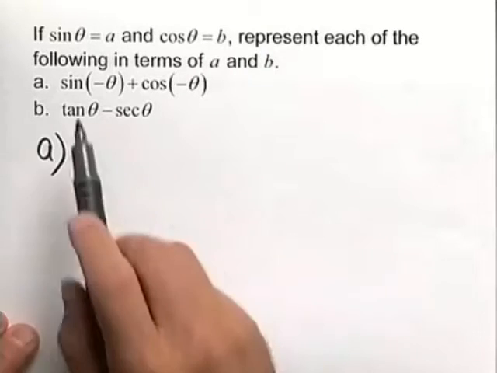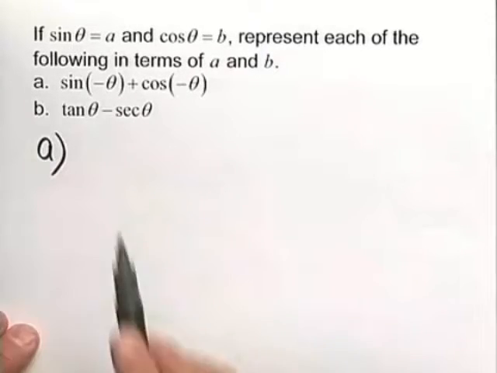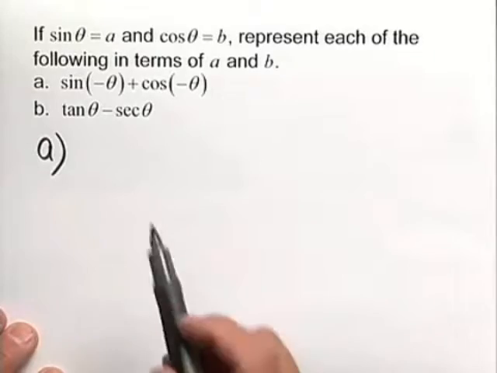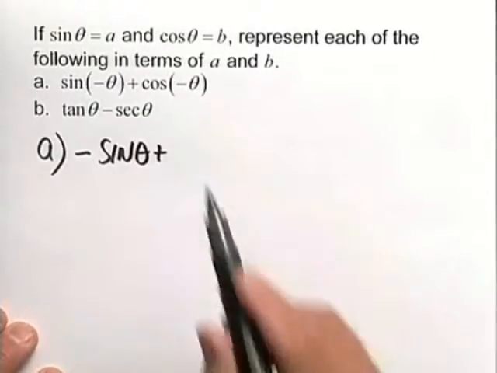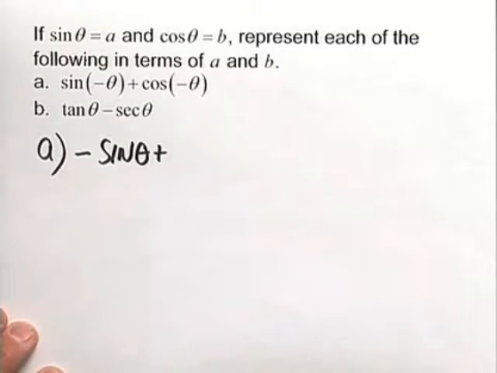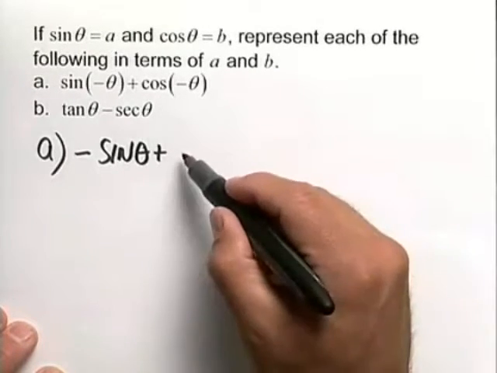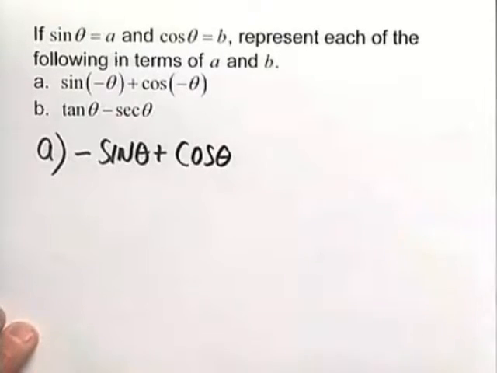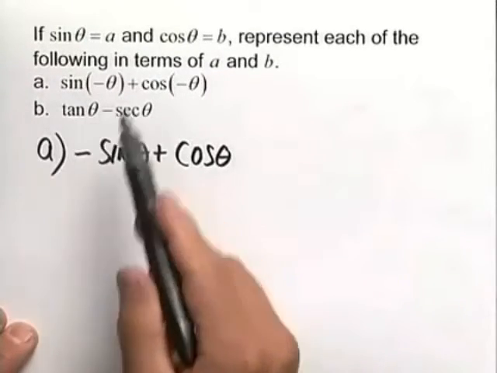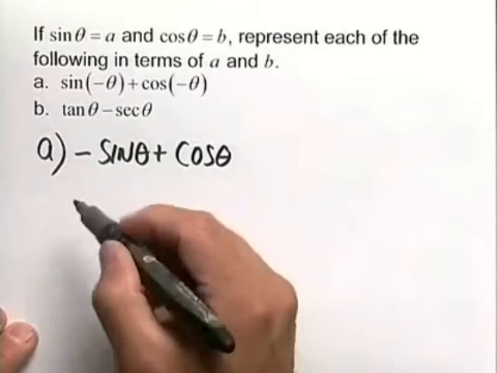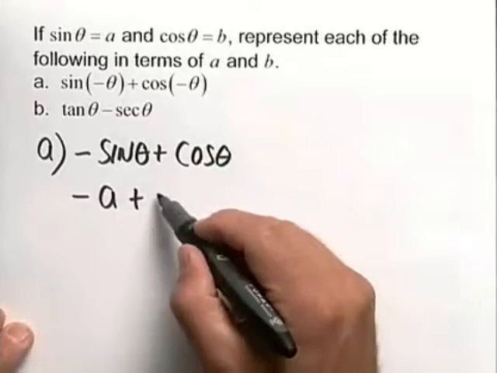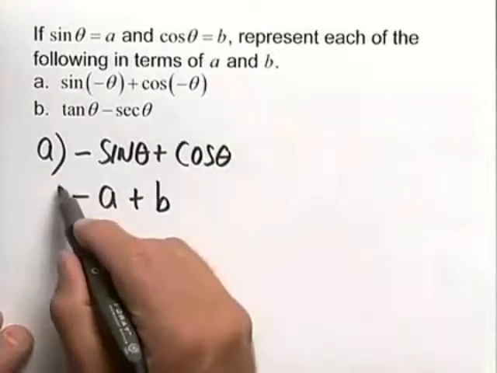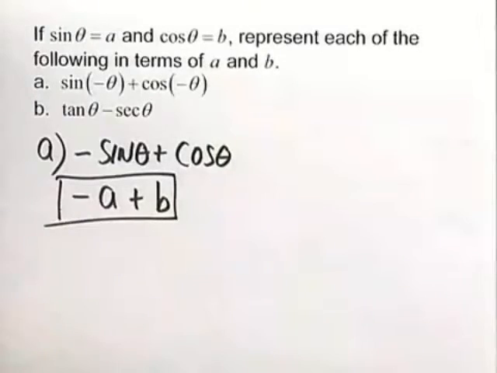First off, we have the sine of a negative theta. Well, what do we know about the sine? The sine is an odd function, so we can write this as the negative sine of theta. Look at the cosine. We know that the cosine is an even function, so the cosine of negative theta is the same thing as the cosine of theta. So we can then write this in terms of A and B by saying if sine is A, then we have minus A plus the cosine of theta is B, we have minus A plus B. And that is our first expression in terms of A and B.